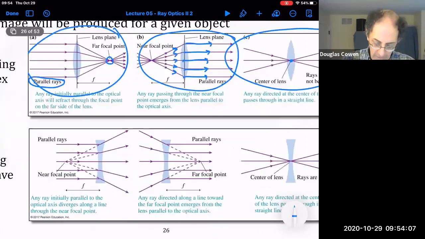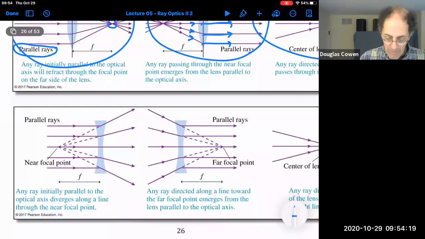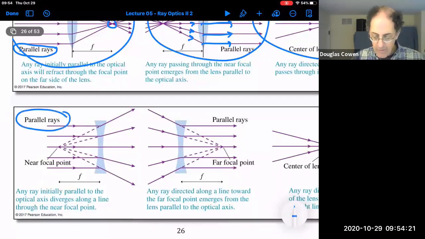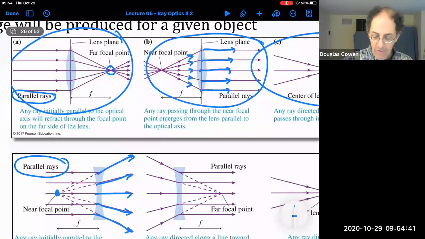For the case of diverging or concave lenses, it's a little bit trickier. So here, just as above, if we have parallel rays coming in, they will emerge, as we drew earlier, and look as though they are coming from this near focal point. Now, the focal point is on the same side of the lens as the rays themselves, whereas for the converging lens, the focal point is on the opposite side of the lens from all the light coming in.